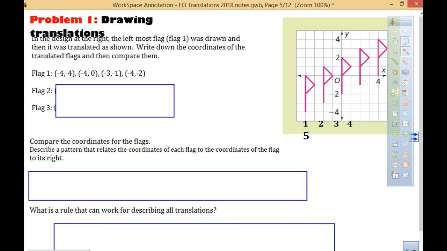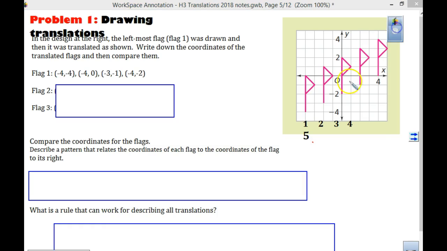As we're taking a look at the next part, we are looking at this design at the right, the leftmost flag, flag 1. So this is flag 1 over here, and on yours, I don't know, our picture kind of gets changed when I put it on my projector. But this should be flag 2, flag 3, this was 4, and this was flag 5. I think yours has that in your notes.